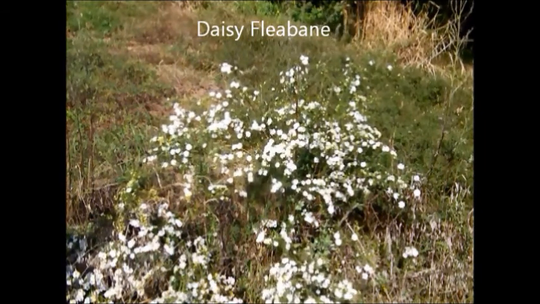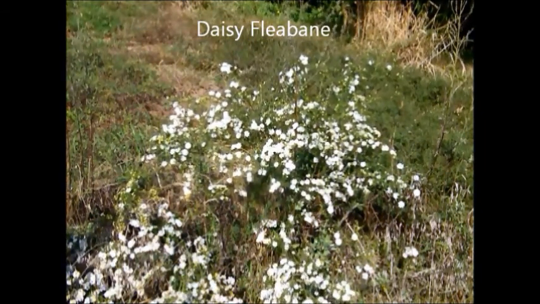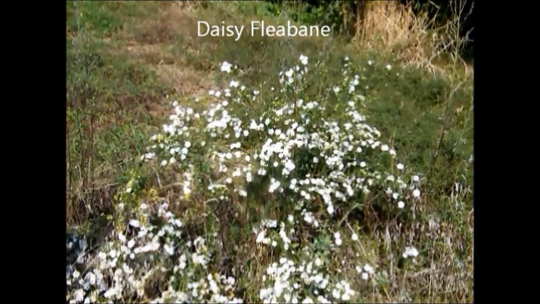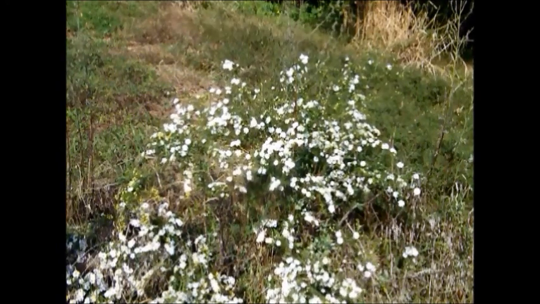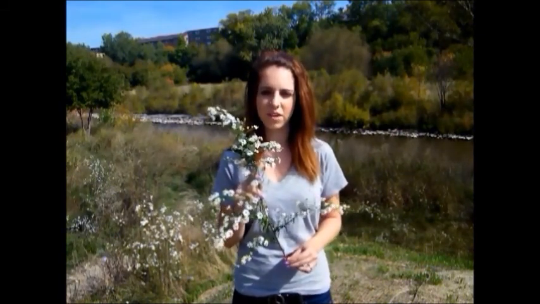Today we're going to learn about some plants along the Milwaukee River. This one is called daisy fleabane. This is fleabane up close. It is believed that pioneers stuffed their mattresses with it and hung it in their cabins to repel fleas.